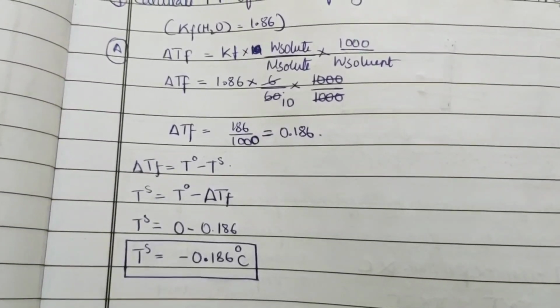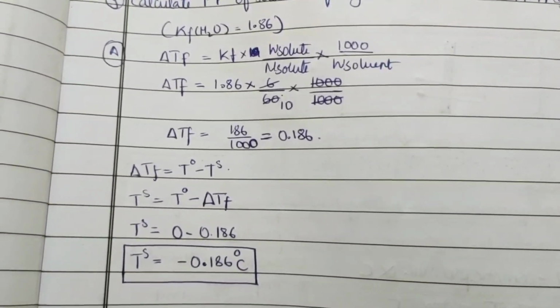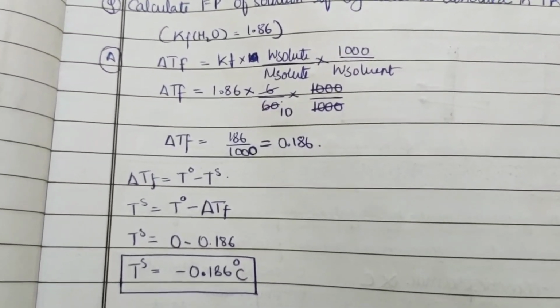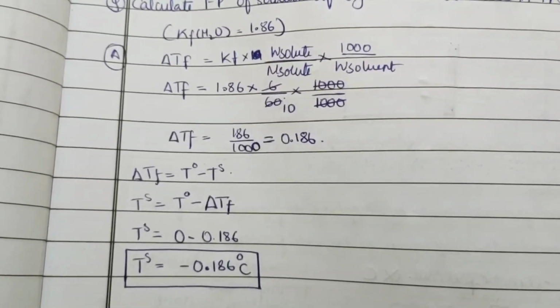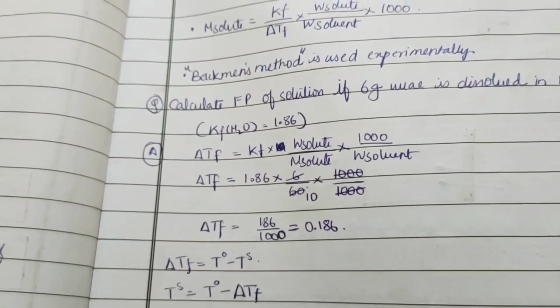So here delta Tf equals T naught minus Ts. Here Ts equals T naught minus delta Tf. Ts equals 0.0 minus 0.186. So Ts equals minus 0.186 degrees Celsius.